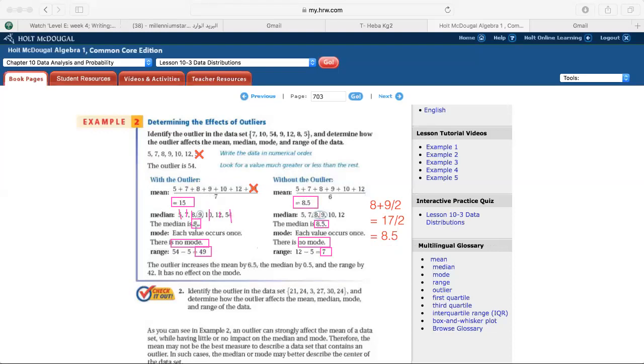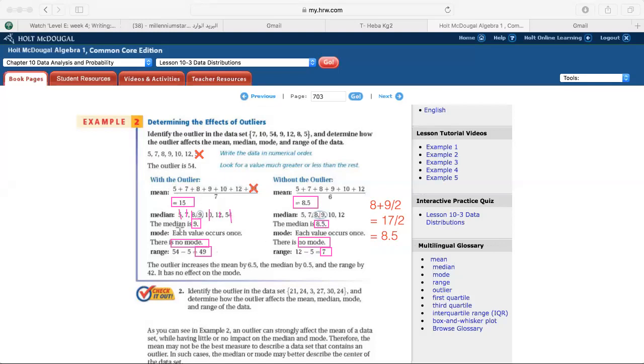I'm going to subtract the old median and the new median. 9 minus 8.5 is 0.5. The mode: no mode before, no mode after. The range, I'm going to subtract: 49 minus 7 is 42. So the outlier increases the mean by 6.5.